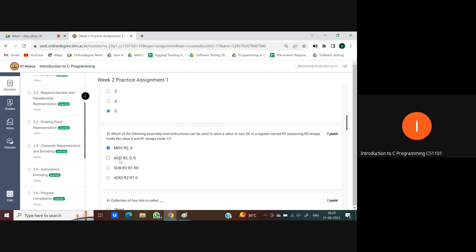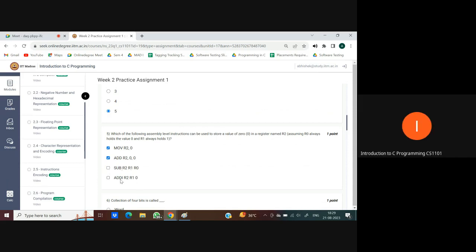Coming to the second instruction, it says add these two operands, 0 and 0, and put the result back into the R2 register. So this is also a valid instruction to store the 0 value in the R2 register. That's perfectly valid. Coming to the third instruction, it says subtract R1 and R0 and put the result back into R2. So what is the value stored in R1? 1. R1 is 1, R0 is 0. So 1 minus 0 is what? 1. So it's wrong. We are storing 1 in R2. That's not correct. We wanted to store 0. So that is not a correct option.